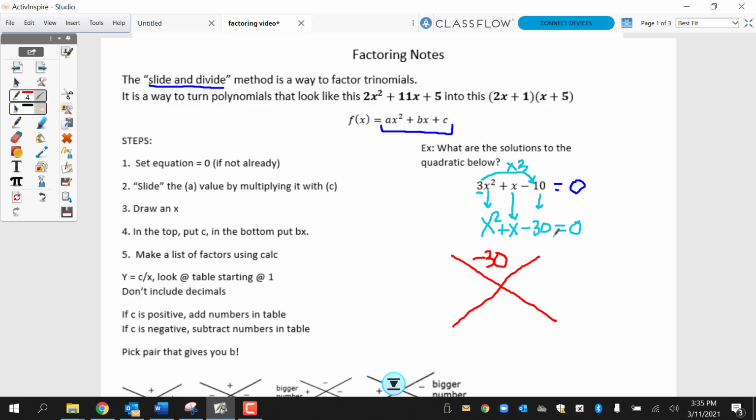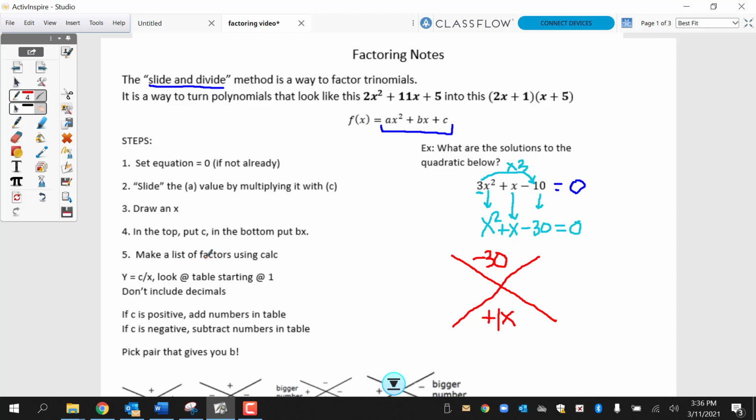And in the bottom, we're putting B of x, which is B from up here. That's the number in the middle. So we're putting this in the middle, plus x. Now we know what number is really in front of that x. We know that's a 1x. All right, so we did that. Put C in the top, bx in the bottom.